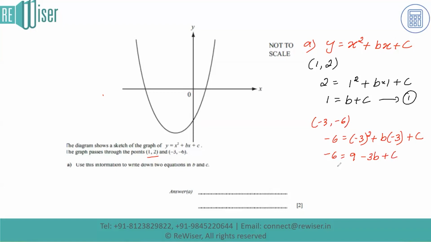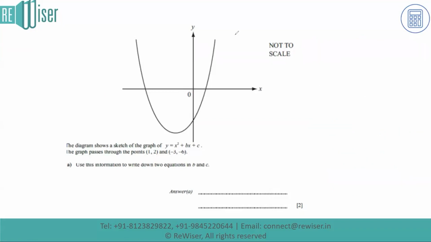And when 9 goes to the other side, it's -6 minus 9, which is -15, equals -3b plus c. Or we can either say it like this, or we can multiply throughout by a negative. That will give us 15 equals positive 3b minus c. So these are the two equations which we get for this part A. And this is the right answer for part A.